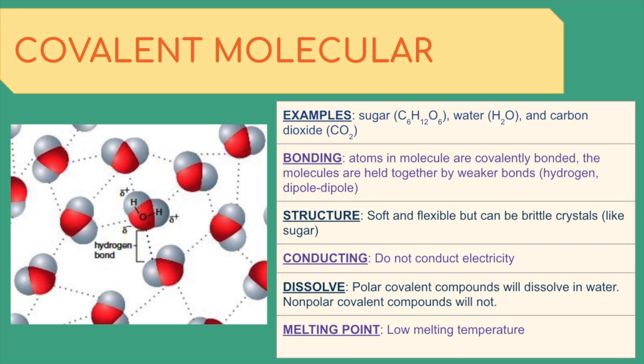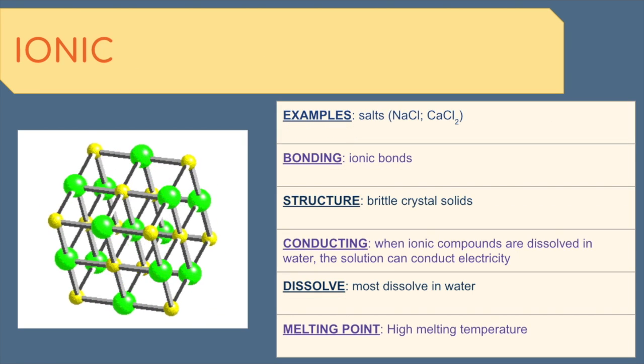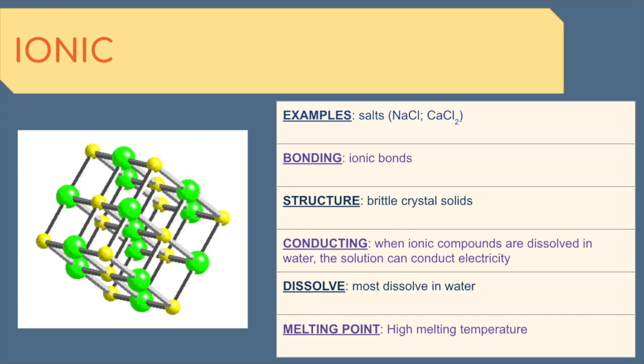And so if it is a polar compound, the water is able to go in and break down those compounds into its different ions. Otherwise, it will not be able to, and so it won't dissolve. And then it also has a low melting point, and this is just due to the weaker bonds holding together these molecules. The last is ionic, and examples of these are generally salts.